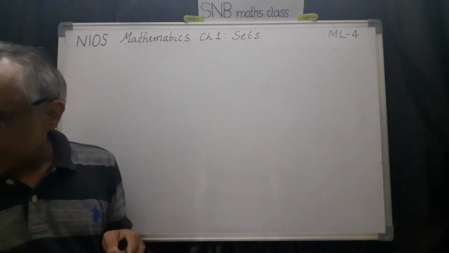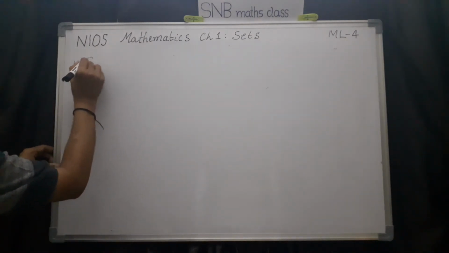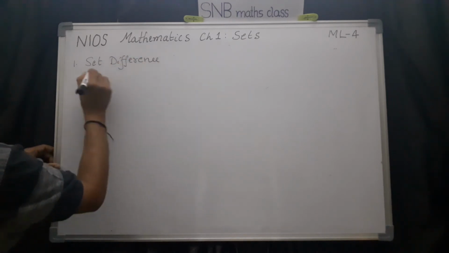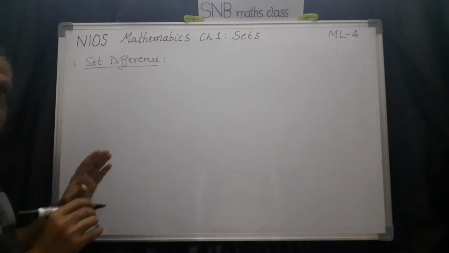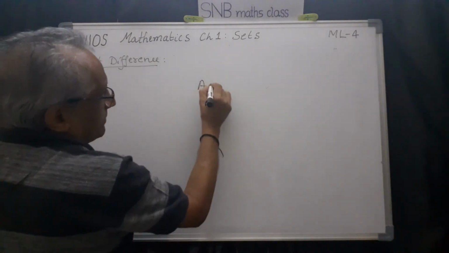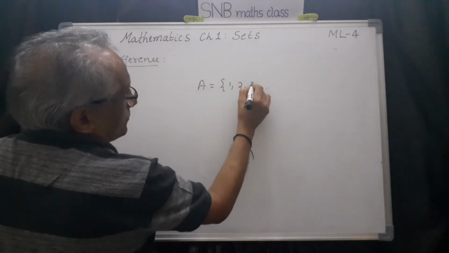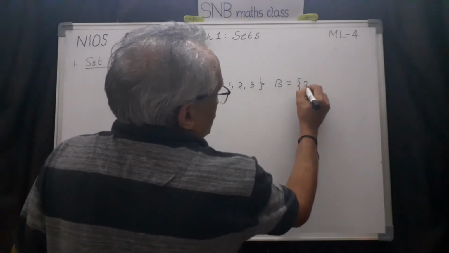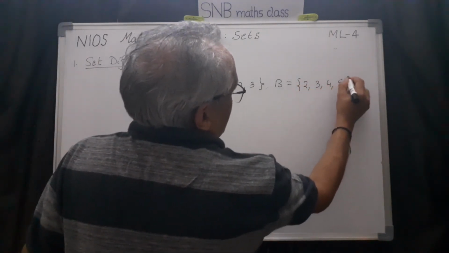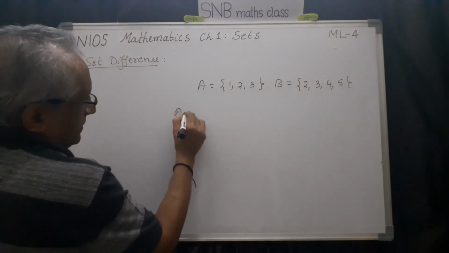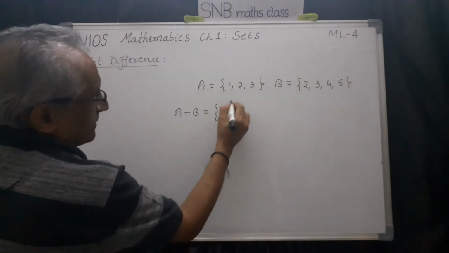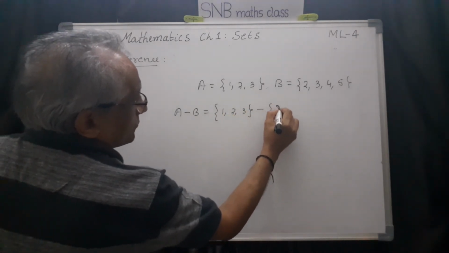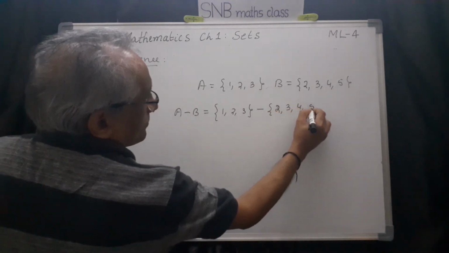The first one is set difference. So this is the first operation, set difference. So what do you mean by set difference? First let us take the example. You take for example A equal to {1, 2, 3} and B equal to {2, 3, 4, 5}. Then A difference B will be equal to, first let us write them, {1, 2, 3} difference {2, 3, 4, 5}.